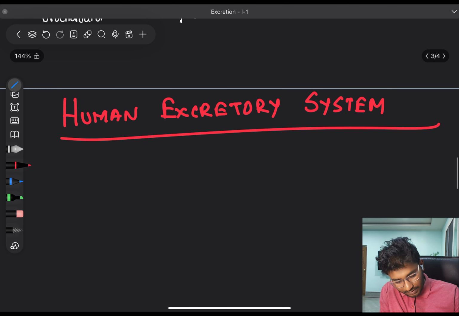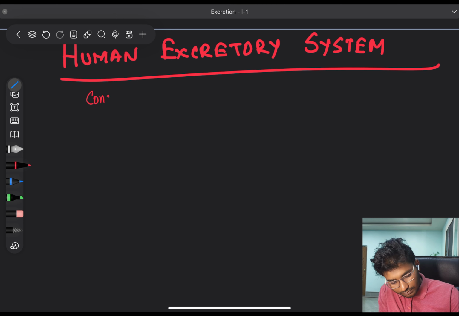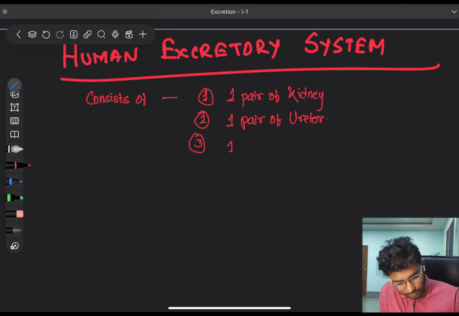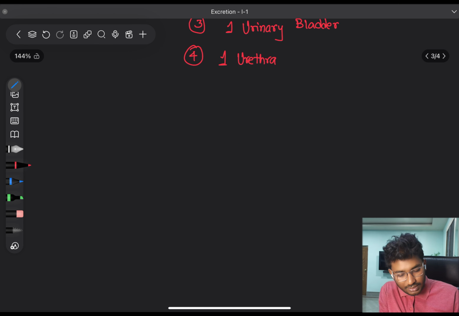Now, the system consists of one pair of kidney, one pair of ureter, one urinary bladder, one urethra. So I am drawing a basic structure of kidney.